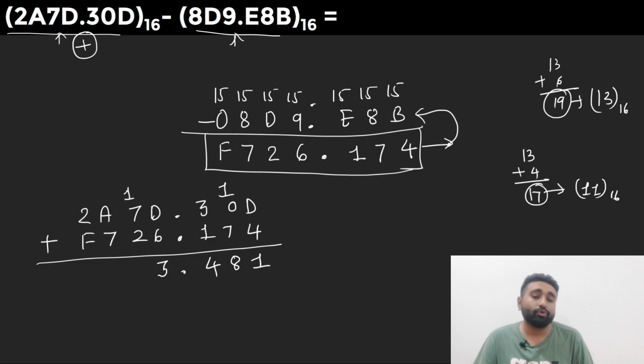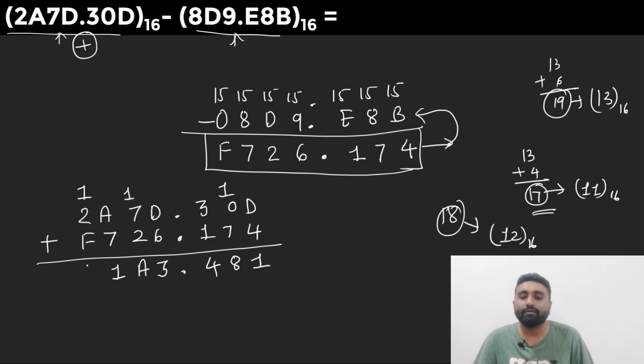7 plus 1 is going to be 8, plus 2 is going to be 10. So the answer will be A, that is basically 10. And A, that is 10, plus 7 is 17. So 17, as we have done just now, it is going to be 11. So 1 over here and 1 will be the carry. Now F is 15, plus 2 is going to be 17, and plus 1 it is going to be 18. So 18 is going to be how much? It is going to be 12 in hexadecimal. So our answer over here will be 2 and 1 will be the carry.